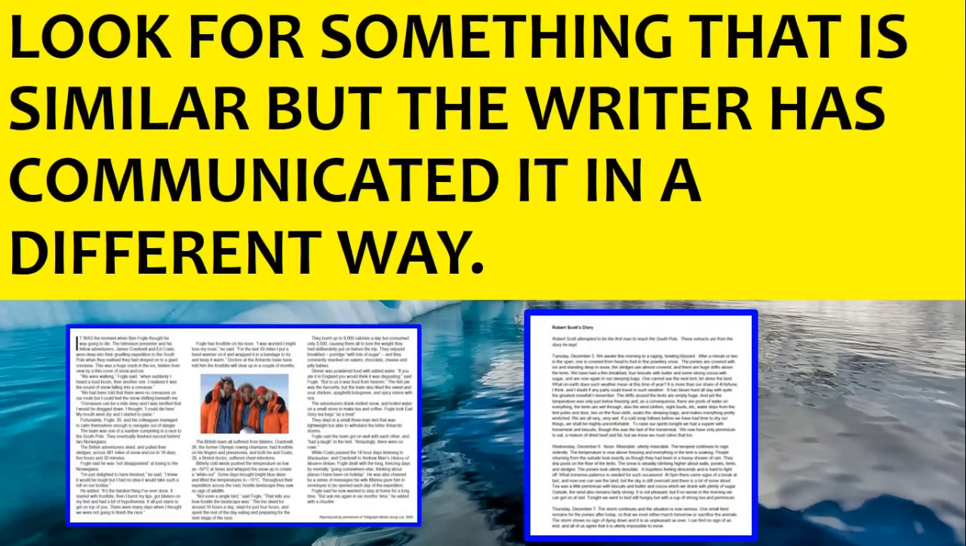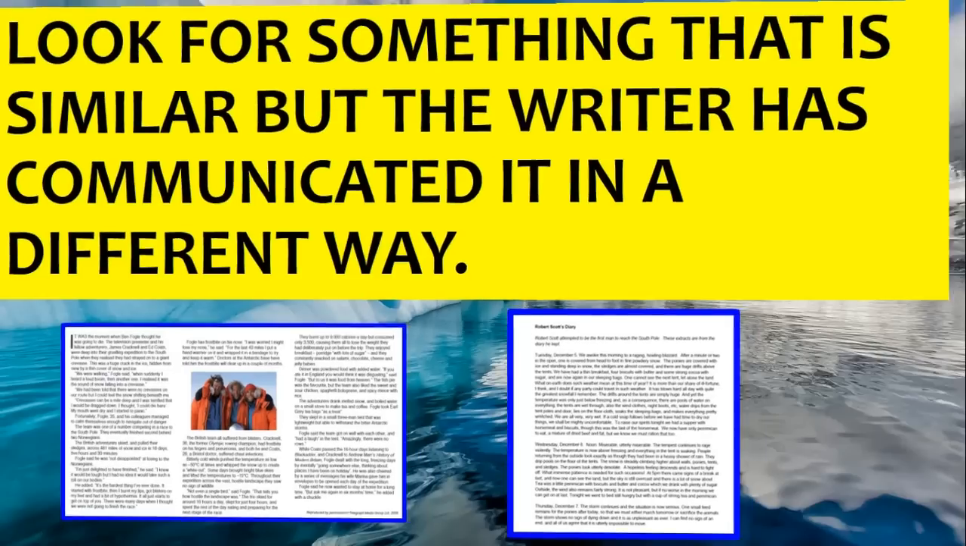So you can look at the two extracts, and if you want this extract, it's the Ben Fogle Captain Scott. There is a link to the exam paper in the YouTube video. So you need to look for something that is similar, but maybe the writer has communicated it in a different way. So for example, in these texts you're going to say that they both suffered with the weather, but you're going to say maybe they talk about it in a different way.